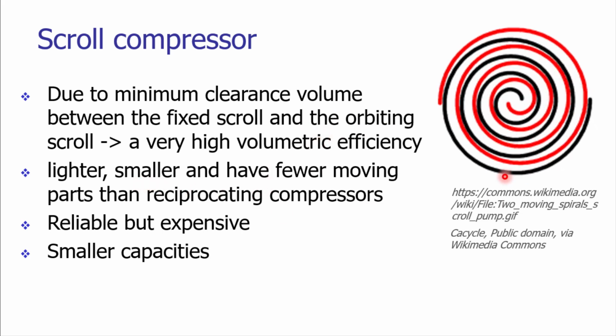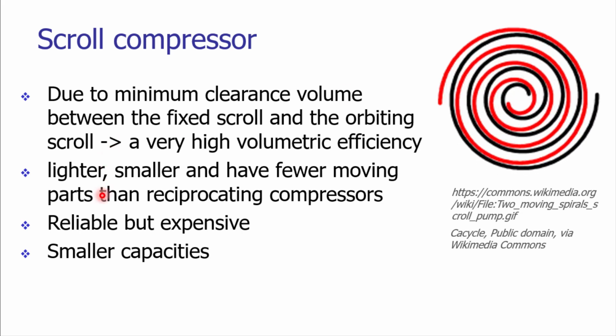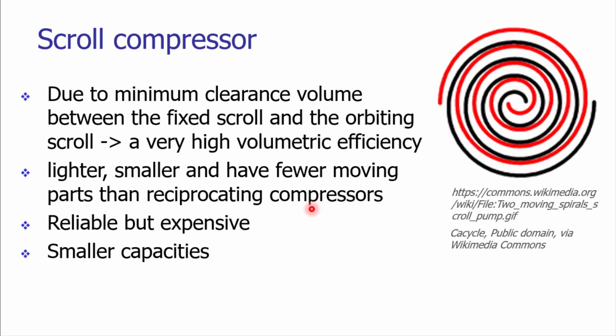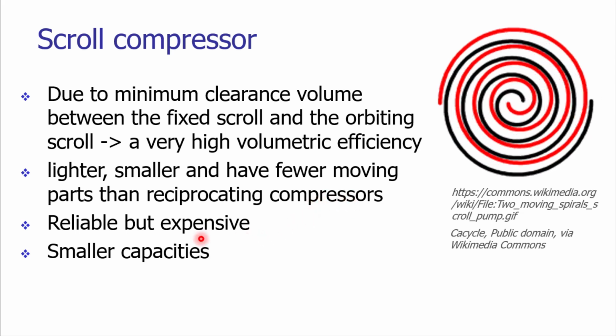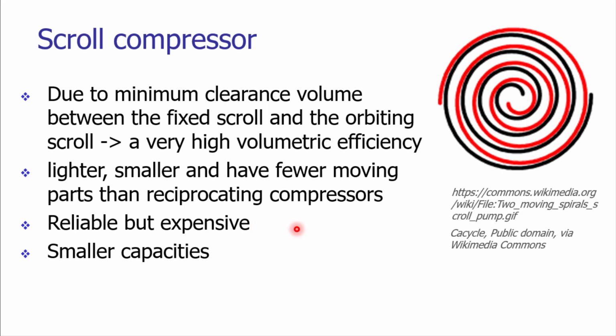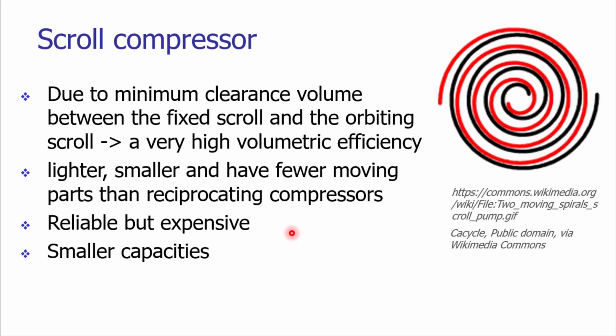From the construction point of view, we have a fixed scroll and an orbiting scroll. The construction is very compact, they are very small, and there are very few moving parts. Reliability is quite high, but the cost of the compressor is quite high as well. They are quite expensive because of the precision required in manufacturing these various mechanical elements.